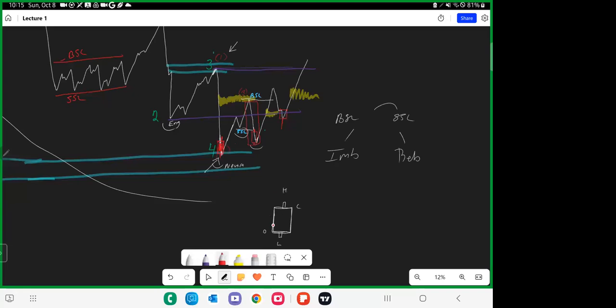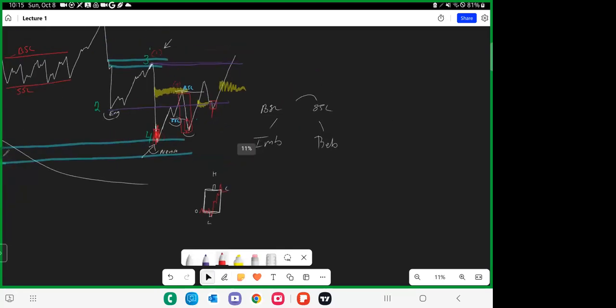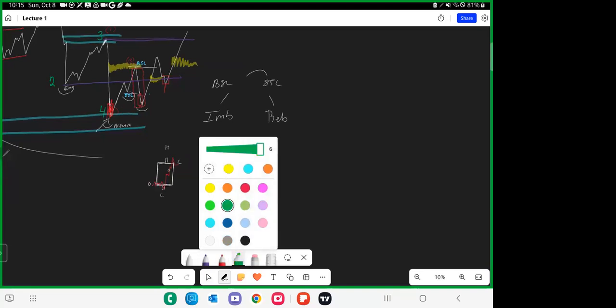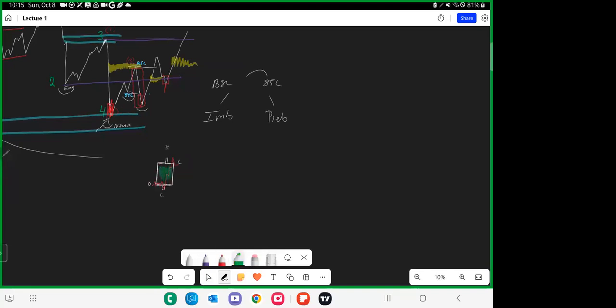Beyond me just seeing that as a candle, I have to see, it's like having X-ray vision. I have to see what happened in this candle. All right. So we have that candle here. We have this candle. We have another candle. And then we have another candle.